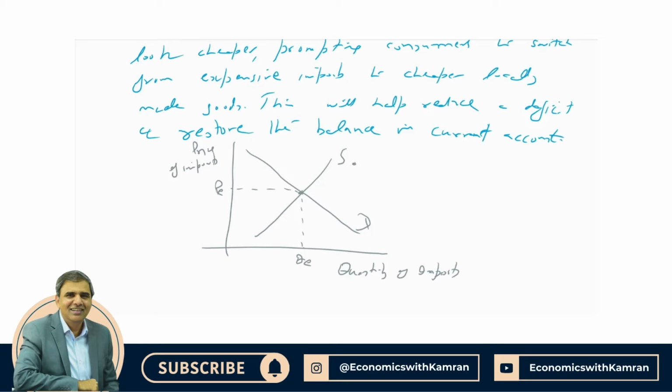Because of the import tariff, the supply curve shifts from S0 to S1. Show it through an arrow, also through symbols. S0 is the original supply curve, S1 is the new supply curve. The price goes up to P1 and the quantity of imports falls from QE to Q1. So that's how we can get the 3 analysis marks. Even without the diagram, we can get 3 analysis marks.